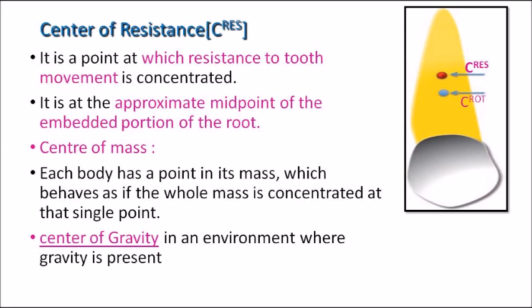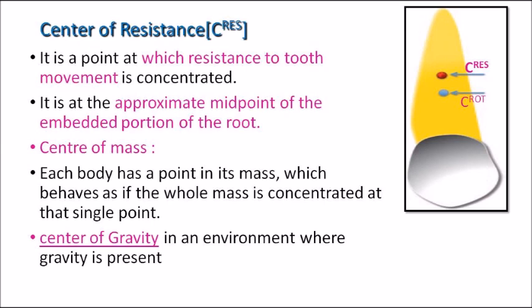So center of resistance, which is denoted as CRES, is the point at which the resistance to tooth movement is concentrated. Please look at the picture where it is marked as center of resistance. It is approximately the midpoint of the embedded portion of the root. Whatever root structure remains within the bony socket or within the alveolar bone, at the approximate midpoint of this embedded portion the center of resistance is located. So as the bone level changes, the center of resistance will also change.